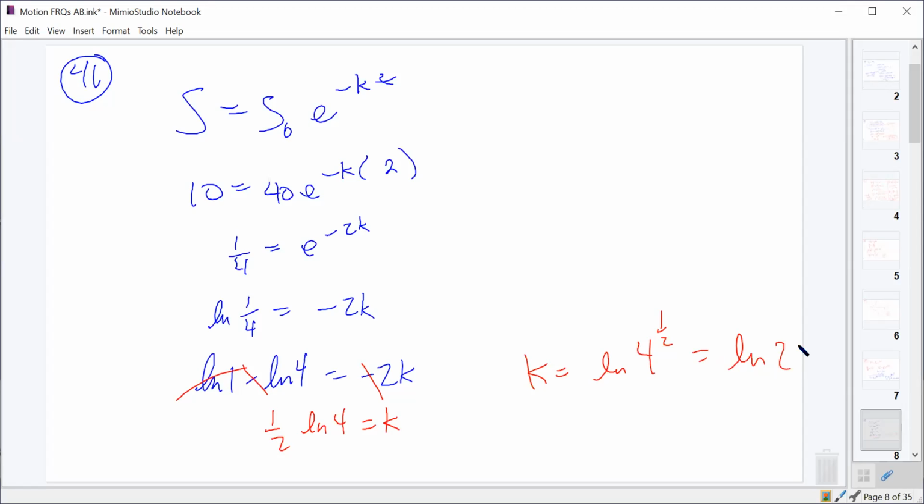And they have the negative out in front of it, but that's fine. Negative because it's decreasing.